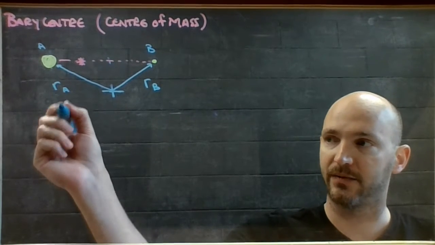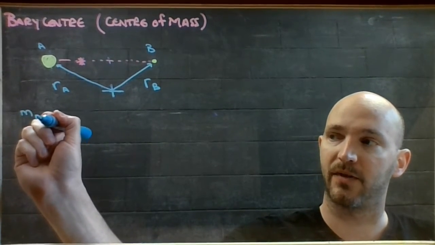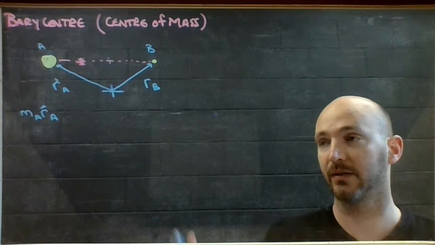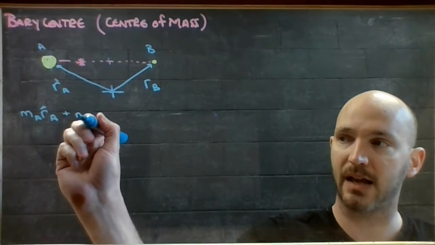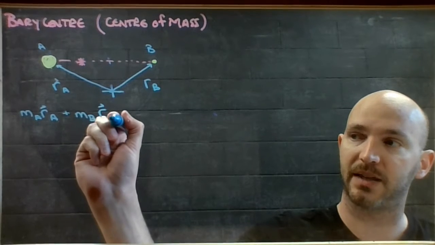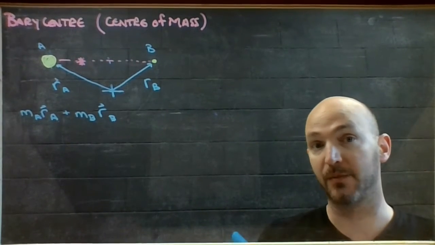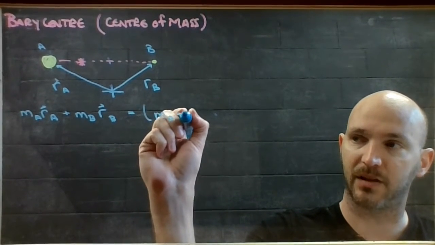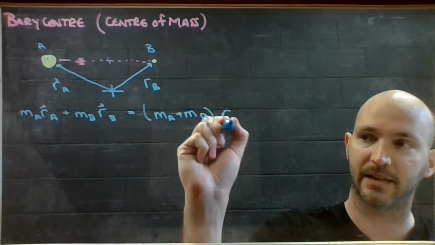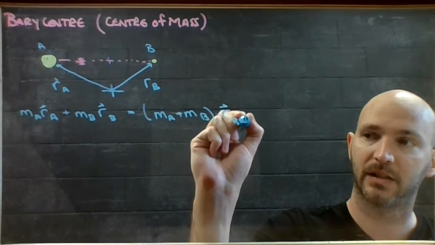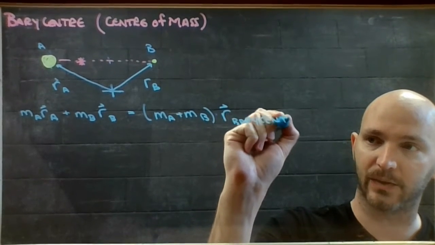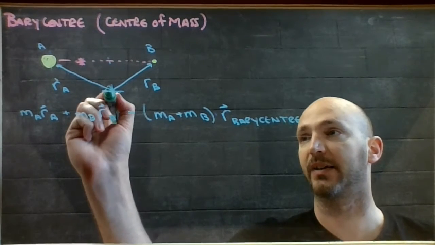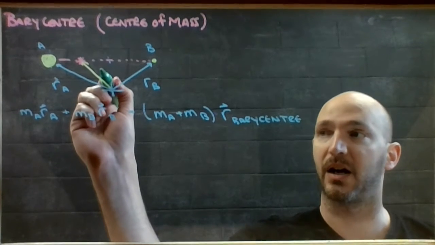And if I take the mass of object A multiplied by the vector pointing at A's location, and I add to it the mass of B multiplied by the vector identifying object B's location, what I end up with is the mass of object A plus the mass of object B multiplied by some new vector that will identify the location of the barycenter. So that's this vector here, pointing to this spot.